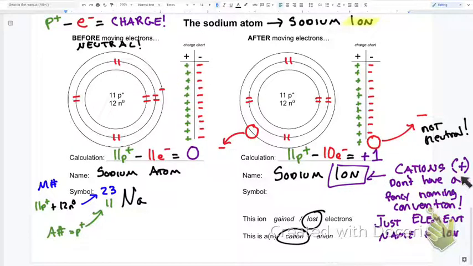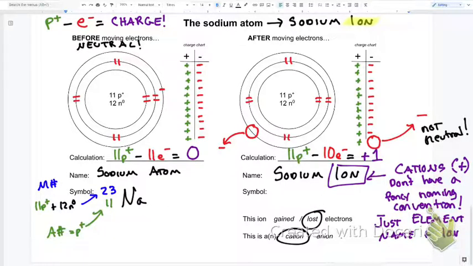So I wrote that cations have a positive charge, right? Sorry, cations, positive charge. They don't have a fancy naming convention. We just have the element name plus the word ion. Okay, so the symbol is actually going to be pretty similar to what we saw for the neutral atom, but this time we're adding a charge.